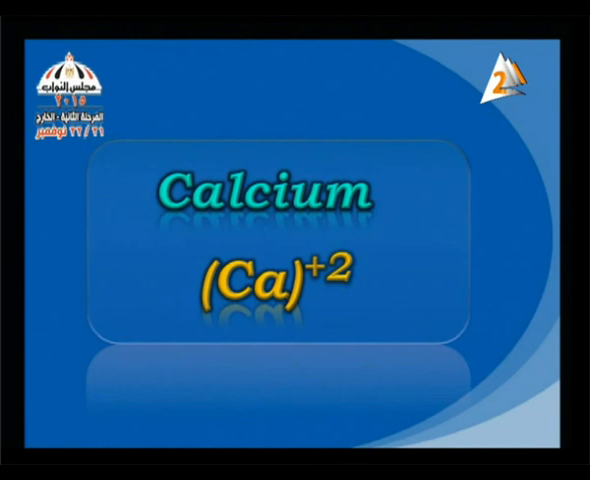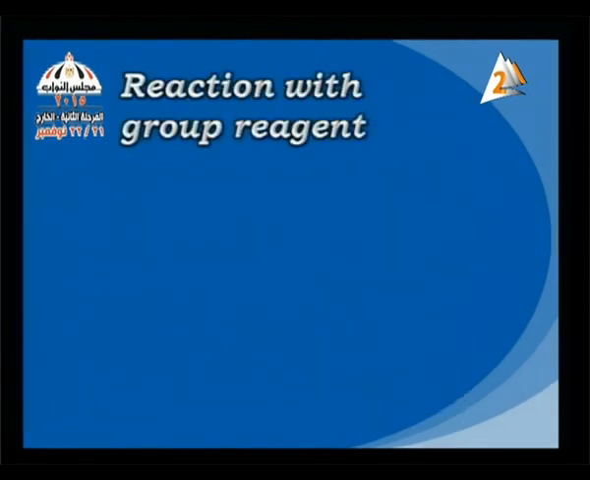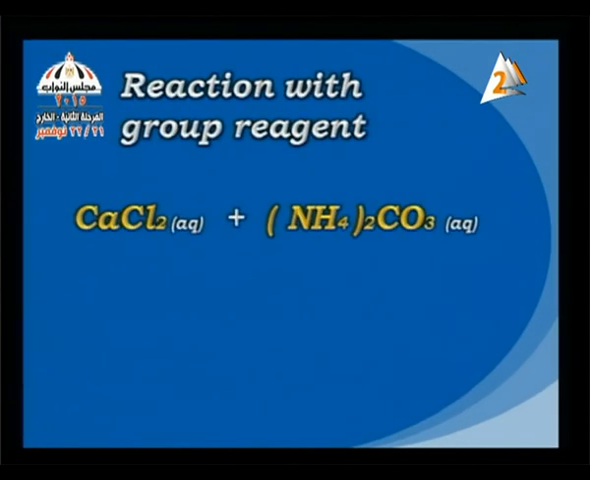Good. Now we have calcium. Calcium here is the important cation, and it has the symbol Ca. Good. What about the valence? Valency is positive 2. It's good to say that we have divalent calcium. Now look at the reaction with the group reagent.